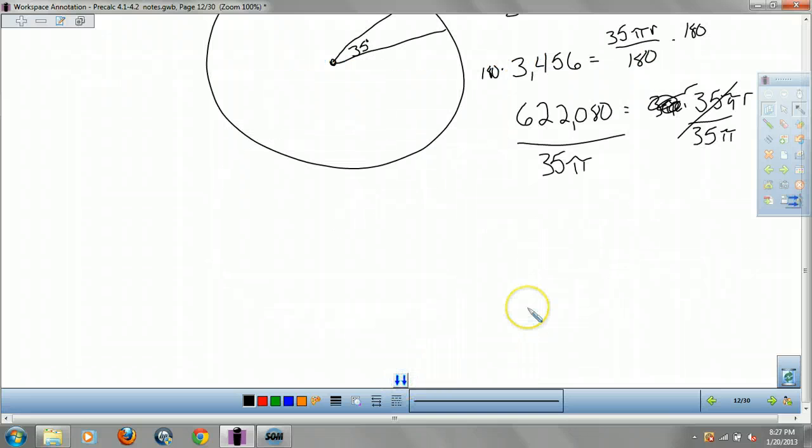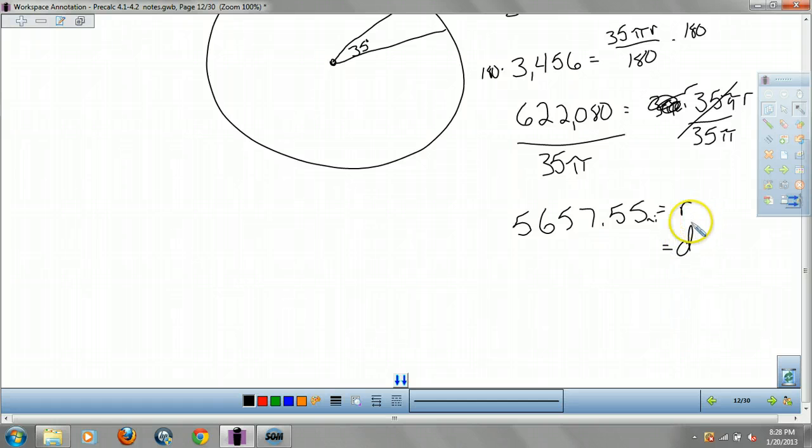When I plug that into my handy dandy calculator, 5657.55 equals your radius. That's miles. So that means your diameter, remember this, you double it. So your diameter is 11315.1 miles. That's actually all I have for today. Expect some story problems. I'm going to make you think.